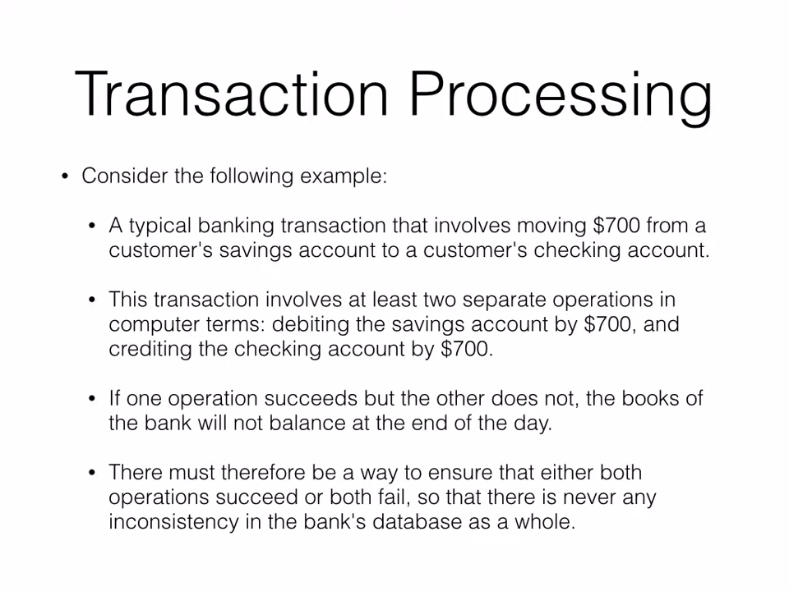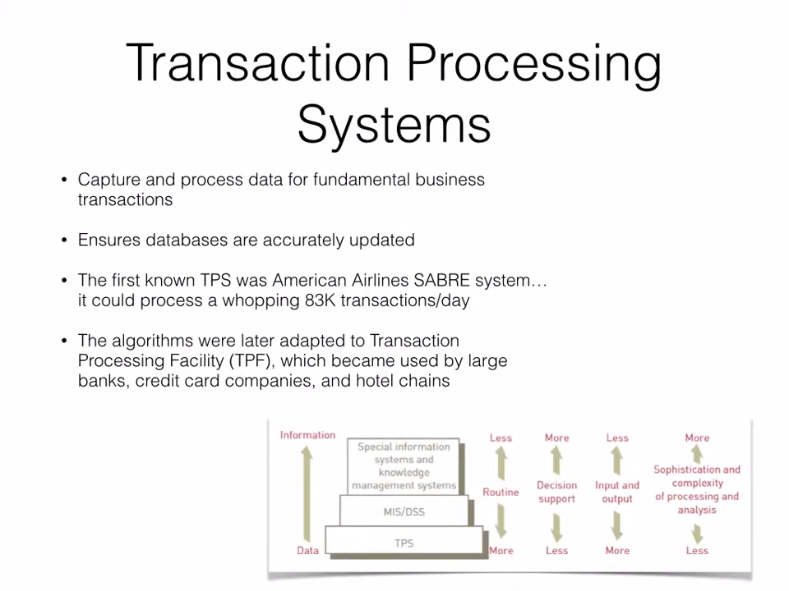So there has to be a way to ensure that either both operations succeed or both fail, so that there is never any inconsistency in the bank's database as a whole. So you have these two operations, and if one doesn't work, you have to roll back the entire operation. So let's move on to the next slide and talk about this a little bit more.